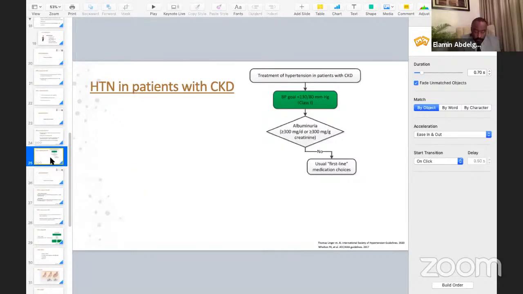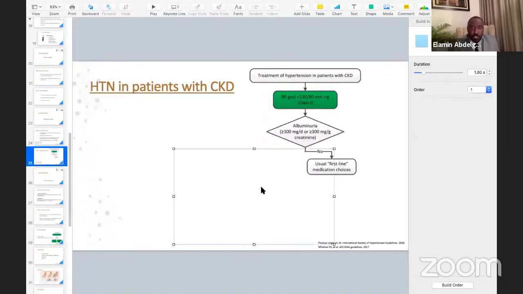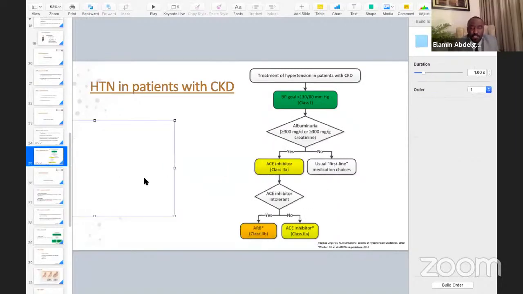And this is just a schematic drawing that shows how to deal with patients with CKD and hypertension. Our goal is less than 130 over 80. If the patient doesn't have proteinuria, any sort of proteinuria, then just choose any first line therapy as per your local or international guidelines. If the patient has proteinuria, then an ACE inhibitor; even out of the RAS blockers, ACE inhibitors have the upper hand here in patients with CKD and proteinuria. So if the patient is intolerant to ACE inhibitors or it's unavailable, then ARBs may play a role.